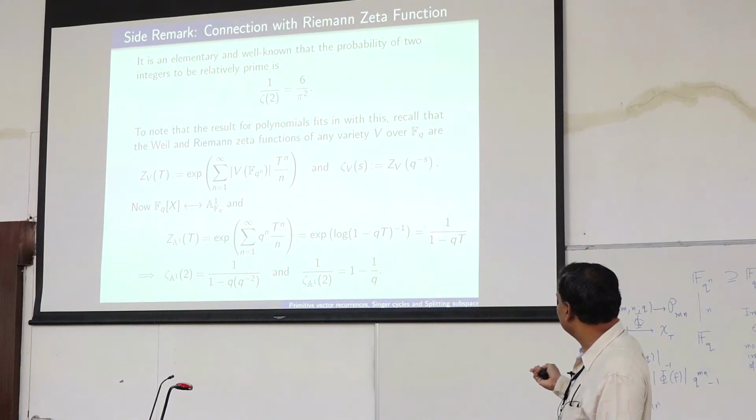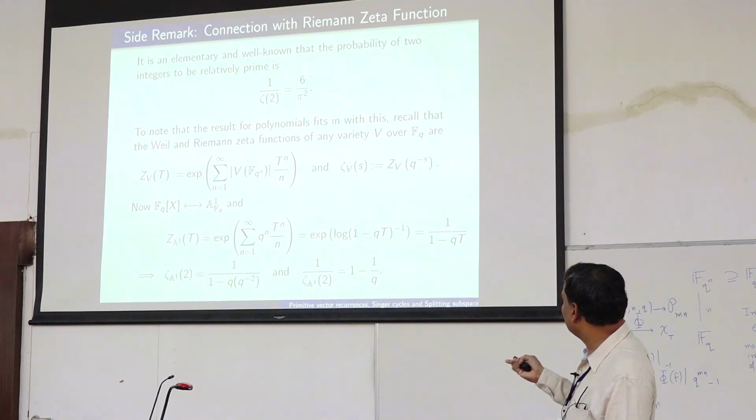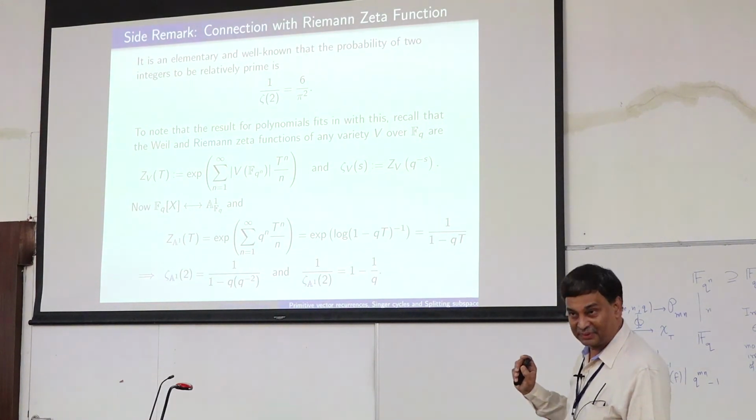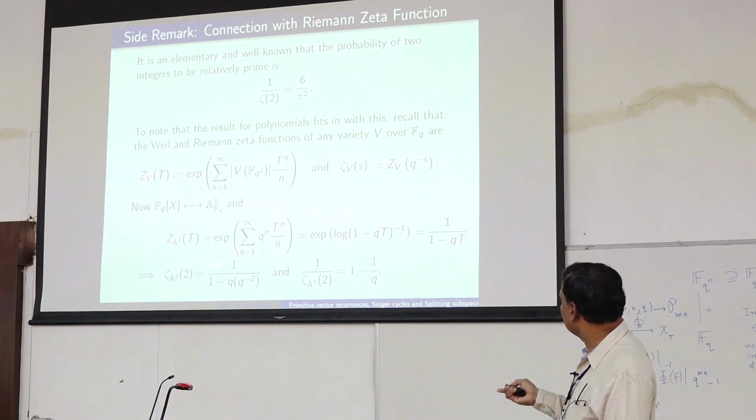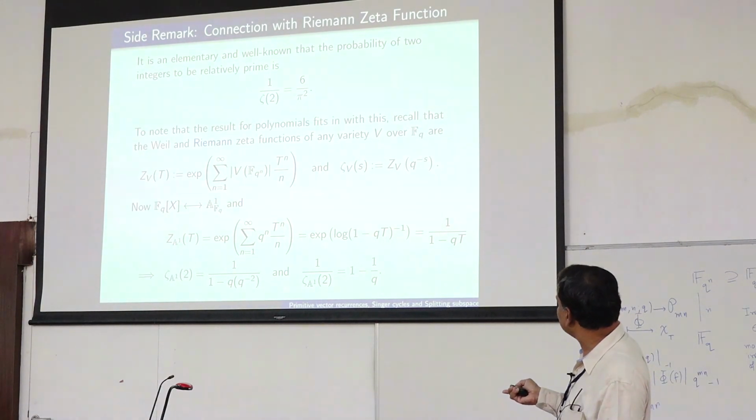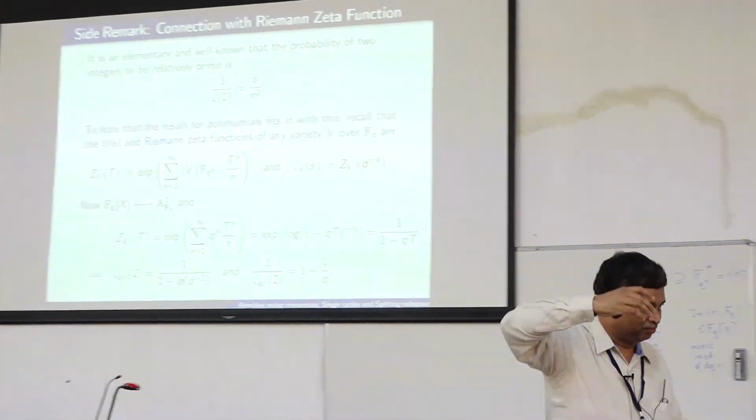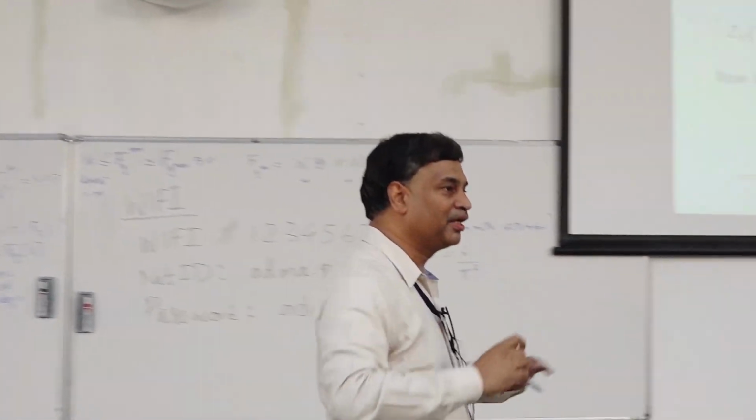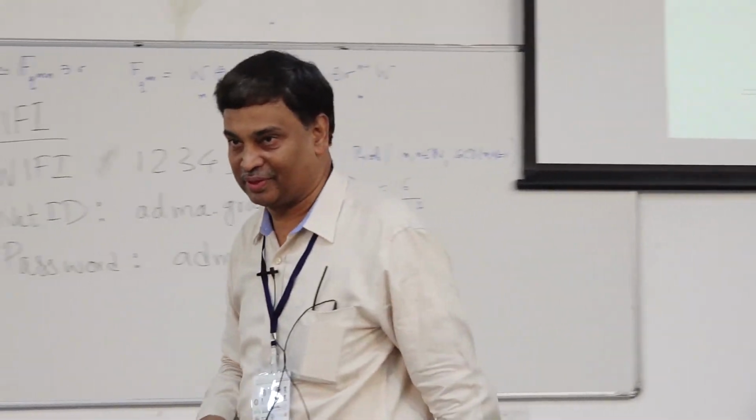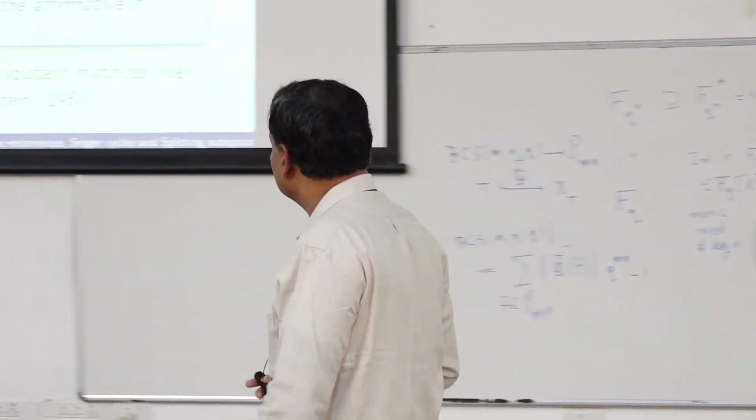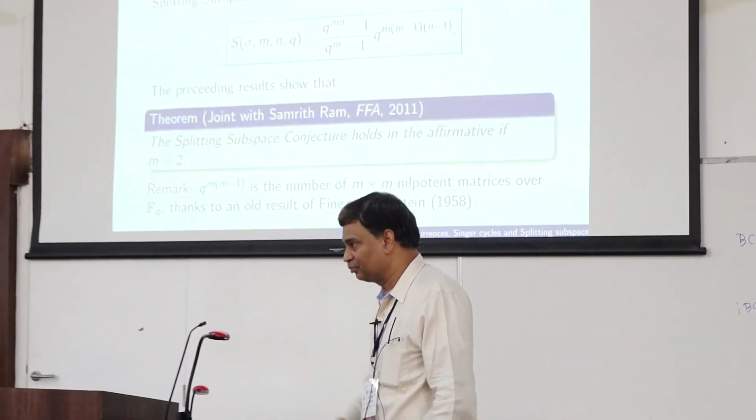And I told you that when you substitute q to the minus s for t, that's like the zeta function. So if I want to evaluate at 2, I substitute q to the minus 2 here, and I can calculate and take its reciprocal, and lo and behold, that's 1 minus 1 over q. So this is sort of a philosophical proof why 1 minus 1 over q is like 6 upon pi square. But I go back to splitting, because I am supposed to, how much?